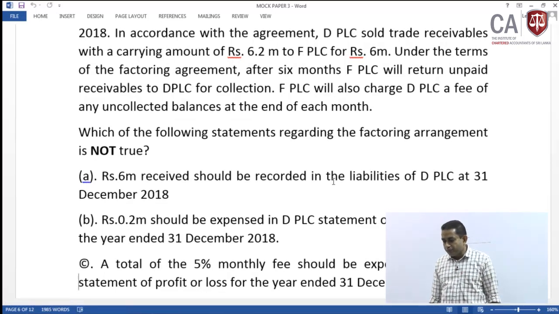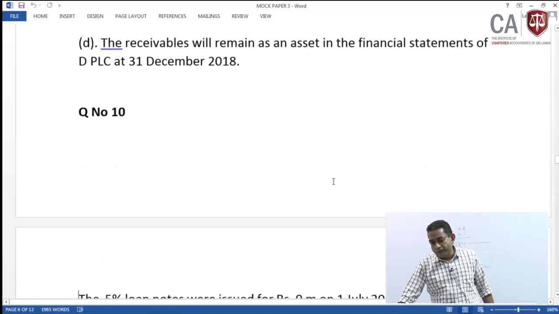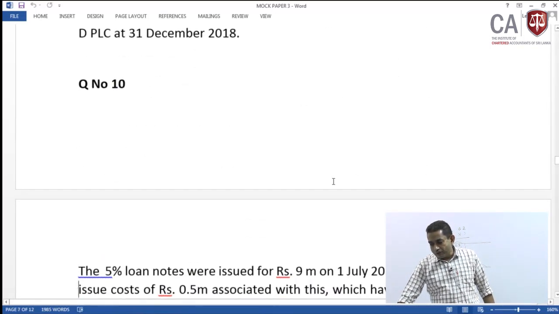0.2 million should be expensed in DPLC statement of profit or loss for the year ended 31 December 18. Without it just being expensed, you need to recognize it as the finance charge. It is the finance charge, effective interest. You need to work out the effective interest rate and amortize it over the maturity period. So we will get on with question number 10.